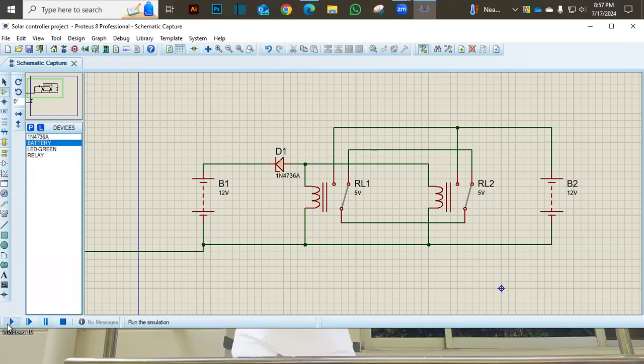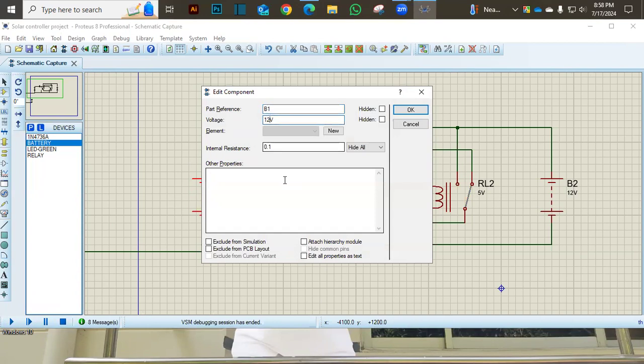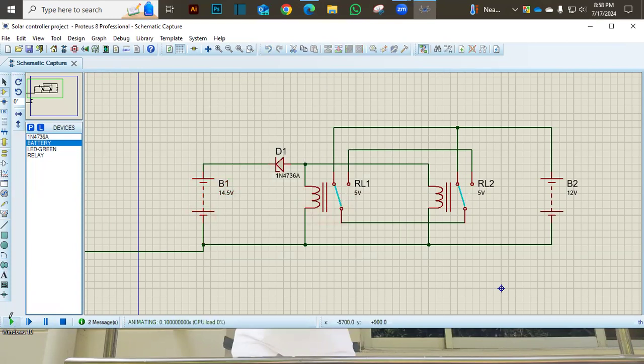So first of all, we run this program and see what is happening here. We can see our 12 volt system is not changing its proportion, just because this battery voltage is under our control voltage. And when the battery is fully charged and the voltage rises to 14.5 volt, then what happens? Then we can see that our normally closed terminal has shifted to the normally open terminal, and our second battery is going to be charged here.